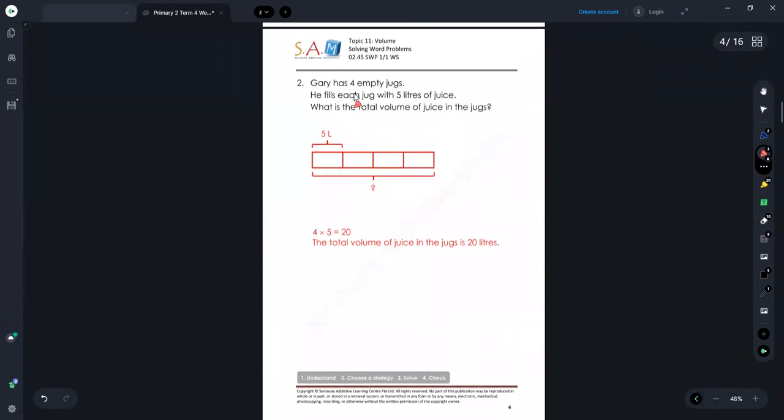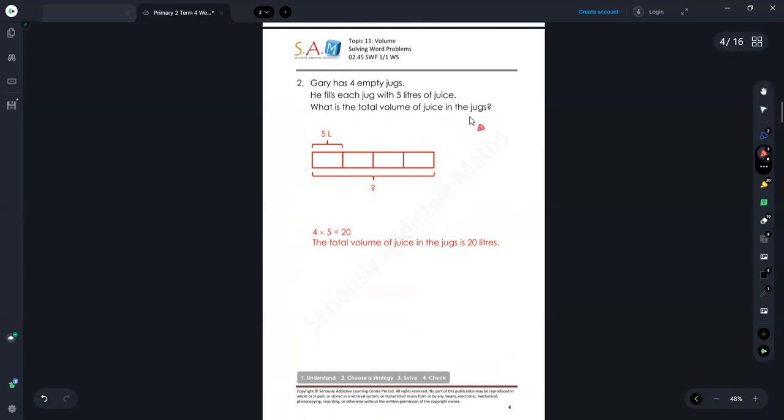So this one I may have to model it for them. Gary has 4 empty jugs. If you fill each jug with 5 liters, what is the total number of liters of juice in the jugs? So ask them first, what do you think?